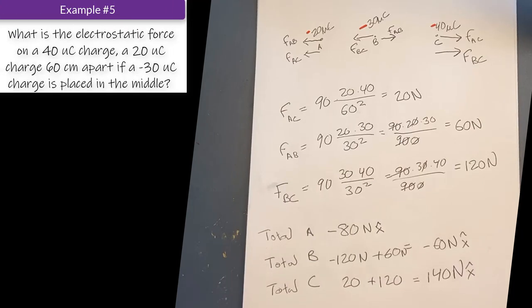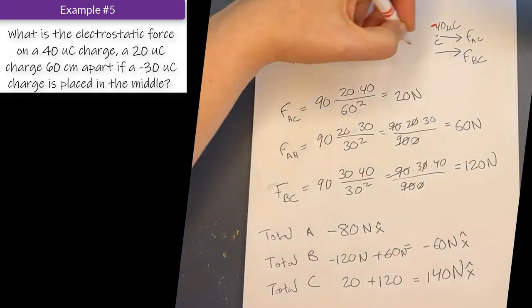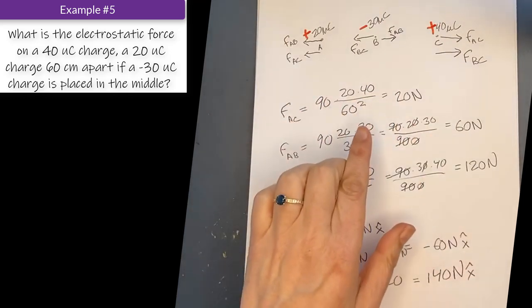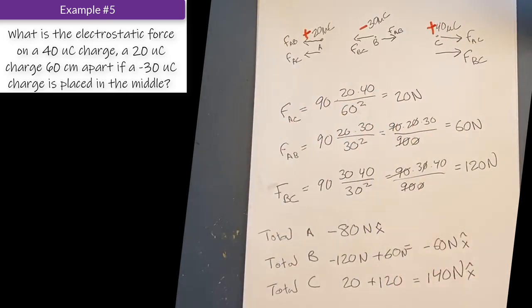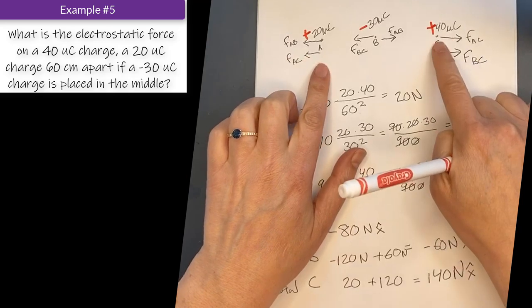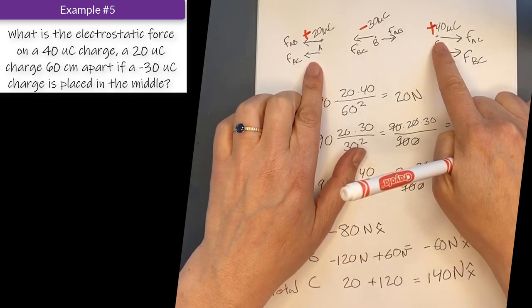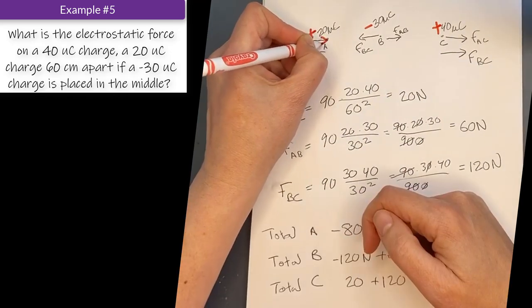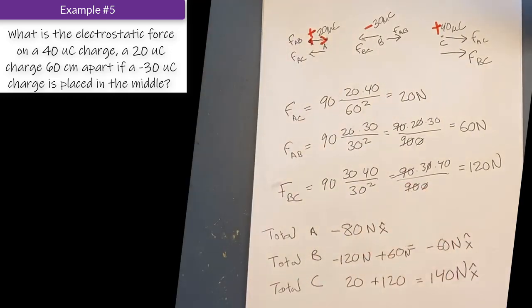Okay, let's do something slightly different. What if only the middle one was negative? These two are positive. The value for the forces is exactly the same. The only difference is now the direction is different. Between A and C, it's still repelling on force A, but between A and B, it's now attractive. Boink, boink. Just changes the direction of the arrow.